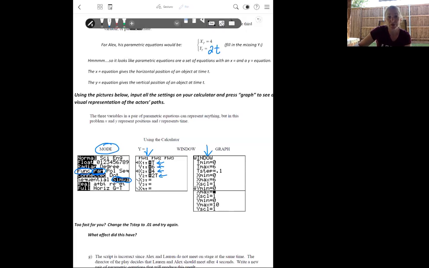All right, in your window settings, we have what's called a T-min and a T-max. So right now, I just want you to set that at 0, 6, and a T-step at 0.1. X-min 0, X-max 6, X-scale 1. Y-min 0, Y-max. There's nothing there, but I want you to put in 10. And Y-scale 1. Looks like the window got a little messed up there, but those are the values that I want you to put in. Okay, I'm going to pause the video and I want you to enter that into your calculator and press graph.